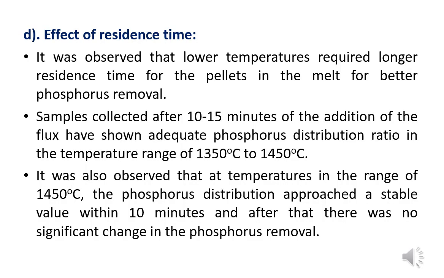It was observed that lower temperature requires longer residence time for the pellets for better phosphorus removal. Samples collected after 10 to 15 minutes of the addition of flux have shown adequate phosphorus distribution ratio in the temperature range of 1350 to 1450 degrees centigrade. It was also observed that at a temperature in the range of 1450 degrees centigrade, the phosphorus distribution approaches a stable value within 10 minutes, and after that there was no significant change in phosphorus removal.